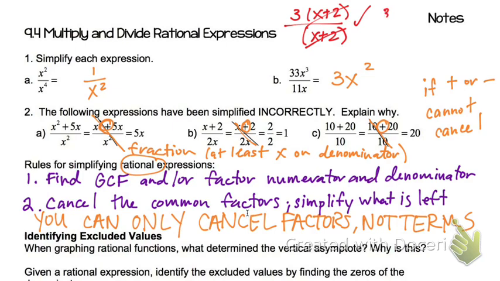But if I had 3 plus x plus 2 over x plus 2, these could not cancel. No canceling. If you cancel, a puppy dies. Because of this plus sign right here. So since they're multiplied here, that's okay. This plus sign makes it not okay.